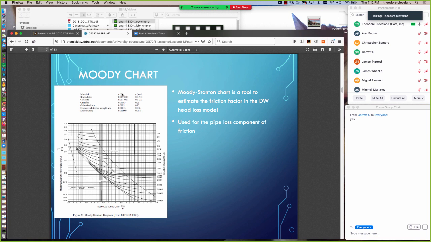The roughness heights for different materials are tabulated. In this particular example, there's a few of them tabulated directly on the chart, but we would find that information as necessary by using a Google search or something similar. So for instance, cast iron is 0.0085, and we'll have an example where we will revisit that.